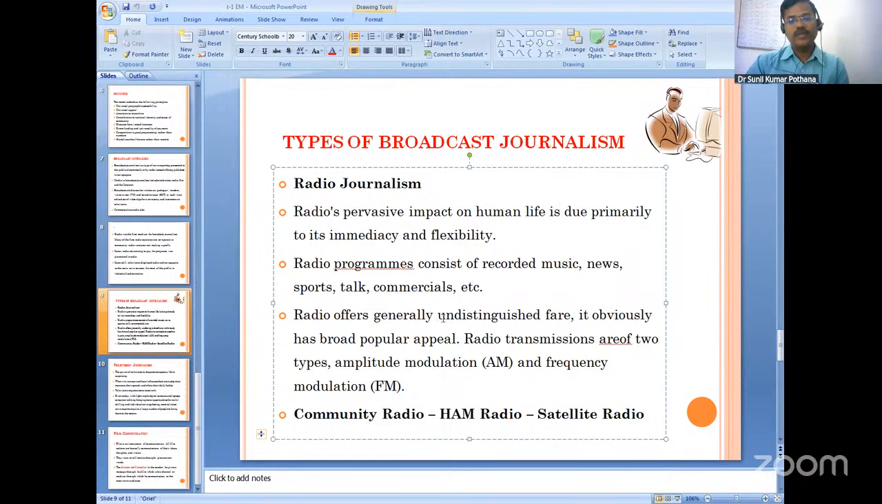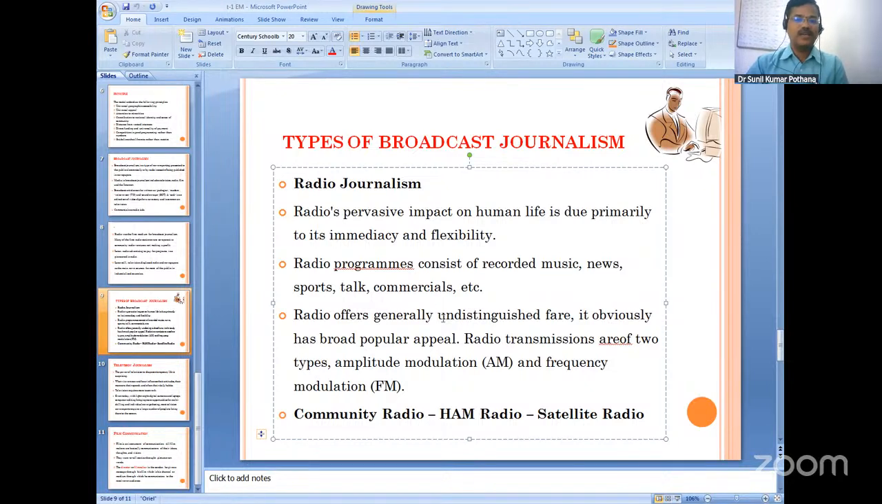Talks with the professionals, with eminent personalities, businessmen, politicians. Coming to the commercials. Commercials are one kind of advertisement, a paid form. Radio generally offers undistinguished fare. It obviously has broad popular appeal.